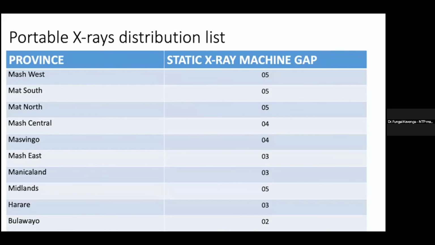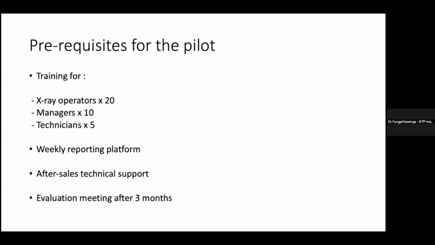So this is just the proposed distribution of the portable X-ray machines disaggregated by province. Again, like I highlighted, distribution depends on the needs and the burden of disease. So as you can see, as a country, we have a higher burden in our Midlands and Southern provinces, and they're also earmarked to receive more support in terms of this technology. Next slide, please.